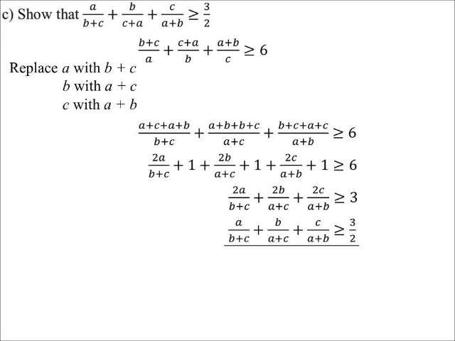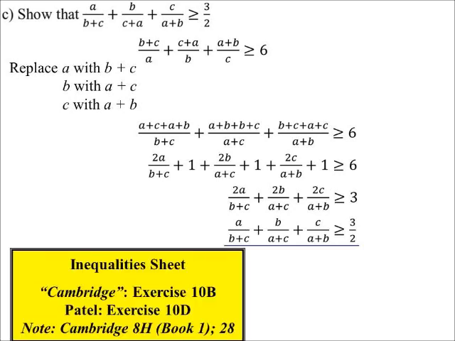All right, I'll put you out of misery. There's a nice sheet that I put in the handouts. It's nice because it's got worked solutions as well, so it's not a bad one to work through to try and get your head around this. Then there is the Cambridge, and Patel has some as well.